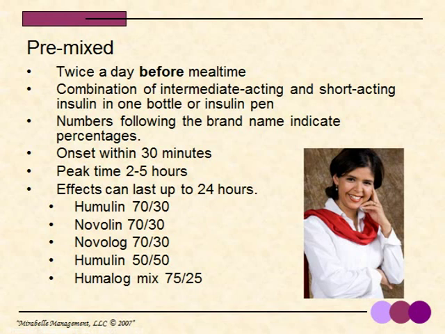Pre-mixed insulins are a combination of specific proportions of intermediate-acting and short-acting insulin in one bottle or insulin pen. The numbers following the brand name indicate the percentage of each type of insulin. Onset generally occurs within 30 minutes of injection, with a peak time occurring between 2 and 5 hours. Effects can last up to 24 hours, depending on the type. Some common types are Humulin 70/30, Novolin 70/30, Novolog 70/30, Humulin 50/50, or the Humalog mix of 75/25.